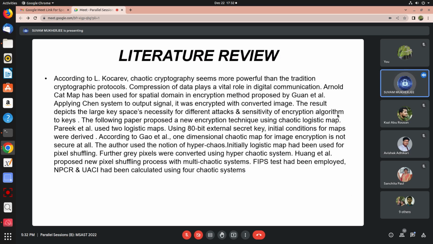Compression of data plays a vital role in digital communication, and we can also mention different types of existing literature in this field. The Arnold cat map has been used for the spatial domain in the encryption method proposed by Guang et al. And again, applying a chaotic system to the output signal, it was encrypted with the converted image.